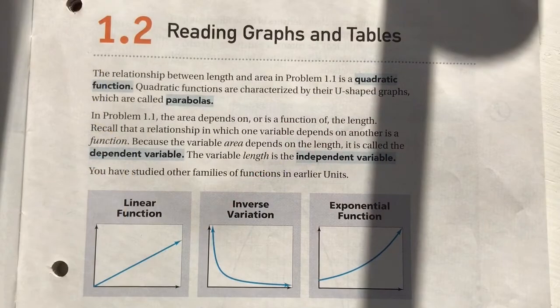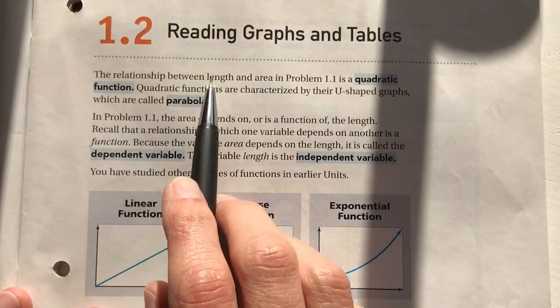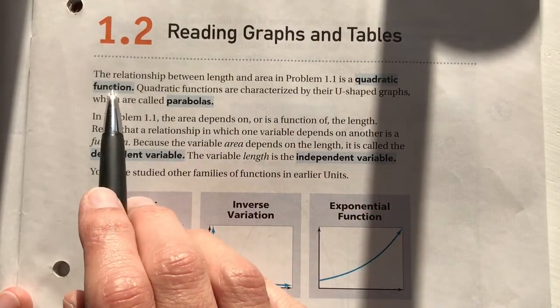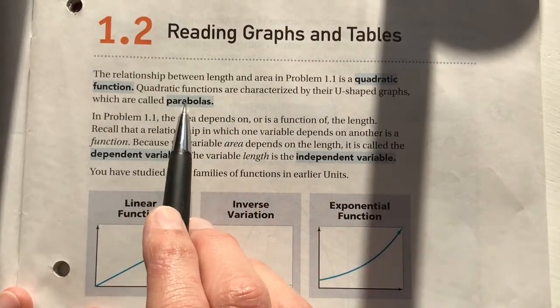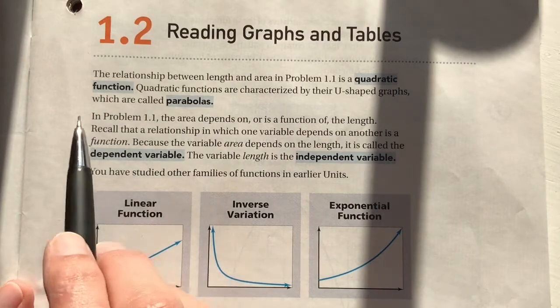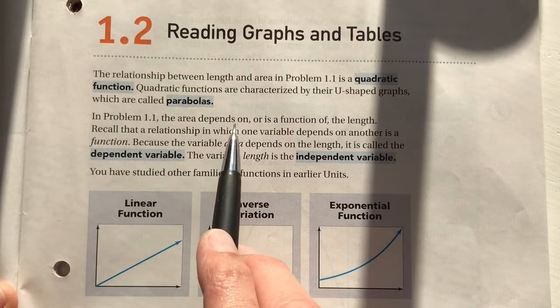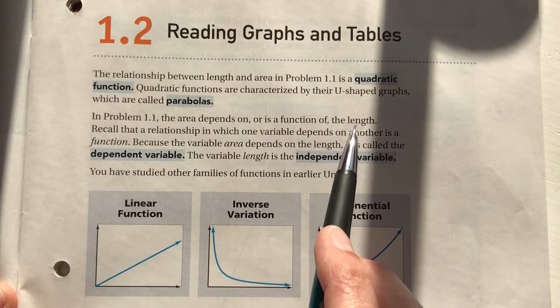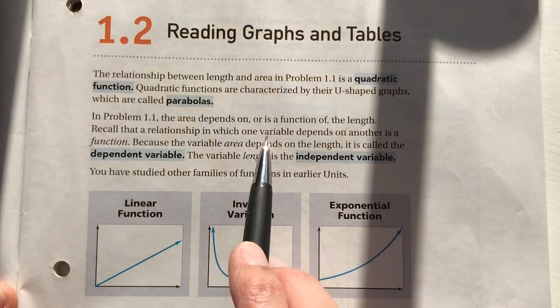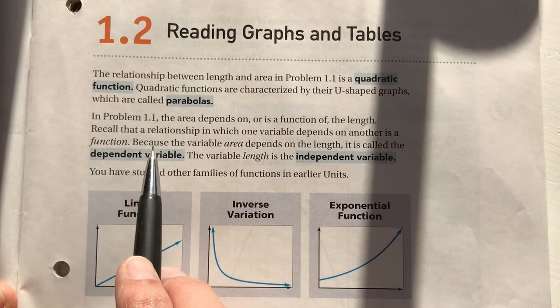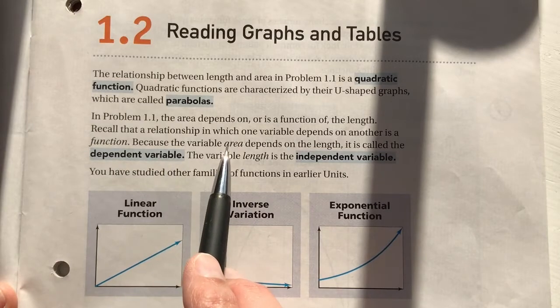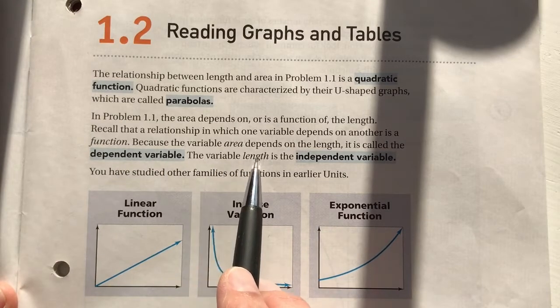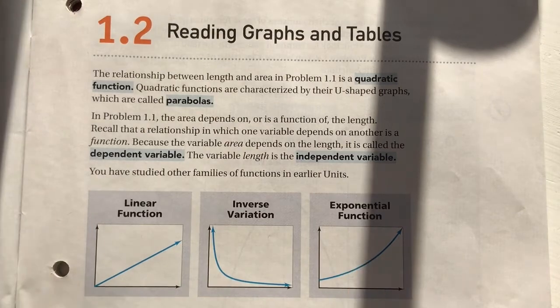All right, problem 1.2, reading graphs and tables. In this case, we want to remind ourselves that the relationship between length and area in problem 1.1 is a quadratic function. Quadratic functions are characterized by their U-shaped graphs, which are called parabolas, which we talked about in the last video. In problem 1.1, the area depends on, or is a function of, the length. Recall the relationship in which one variable depends on another is a function. Because the variable area depends on the length, it is called the dependent variable. That means area is the dependent variable. The variable length is independent, and that stands on its own.